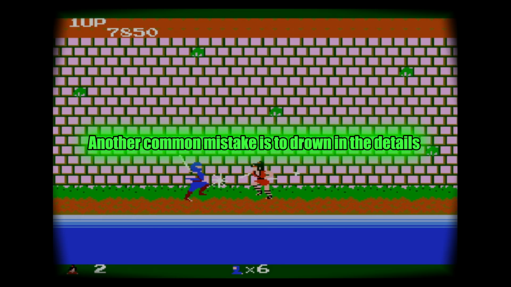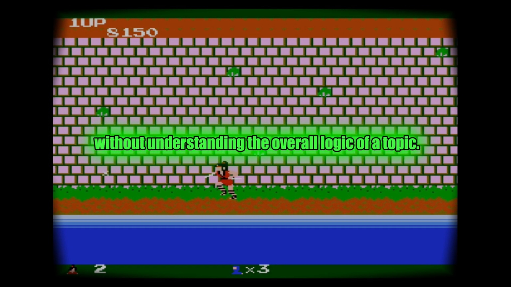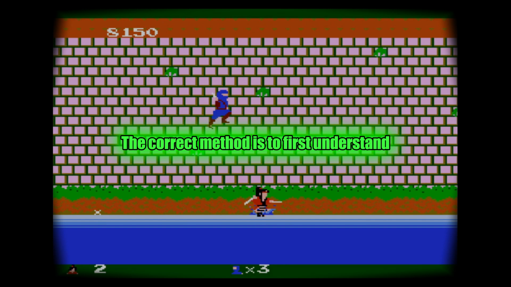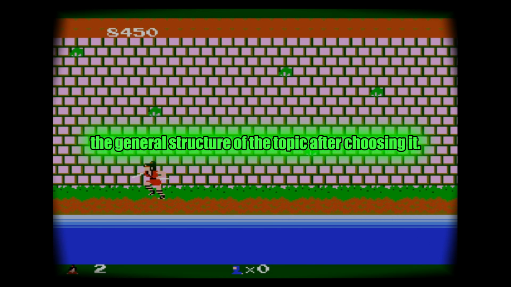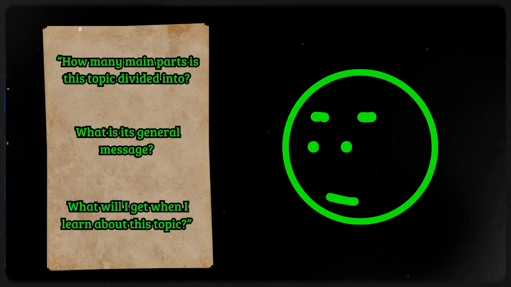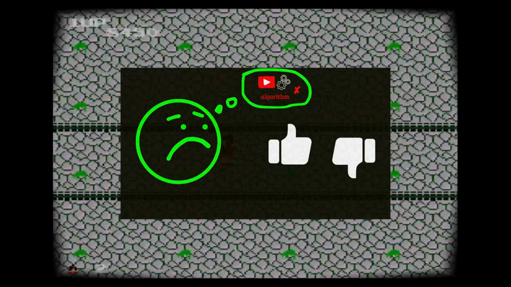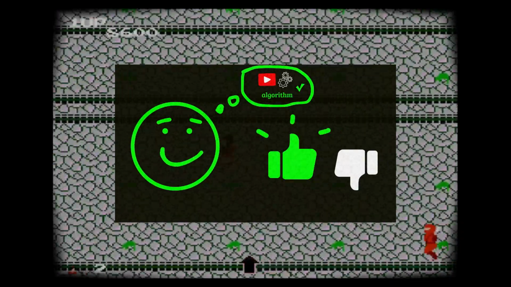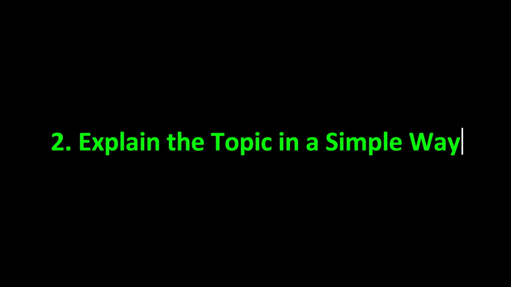Another common mistake is to drown in the details without understanding the overall logic of a topic. The correct method is to first understand the general structure of the topic after choosing it. How many main parts is this topic divided into? What is its general message? What will I get when I learn about this topic? Pre-scanning with questions like these prepares your brain better for learning. In short, it is best not to move on to the branches of a tree before getting to know its trunk.